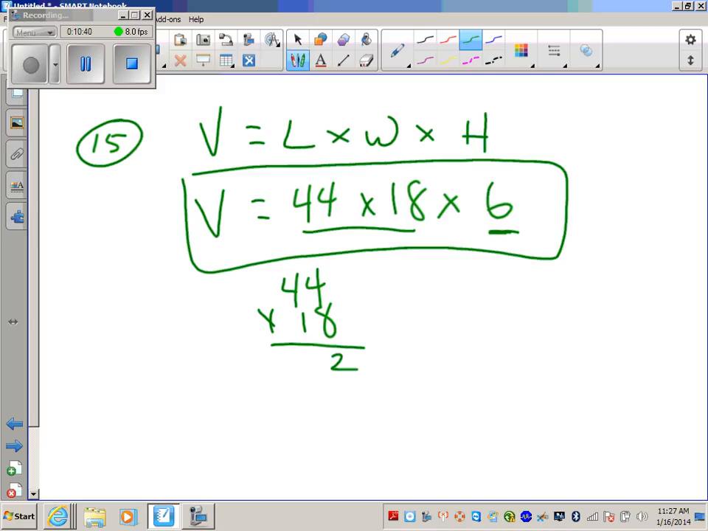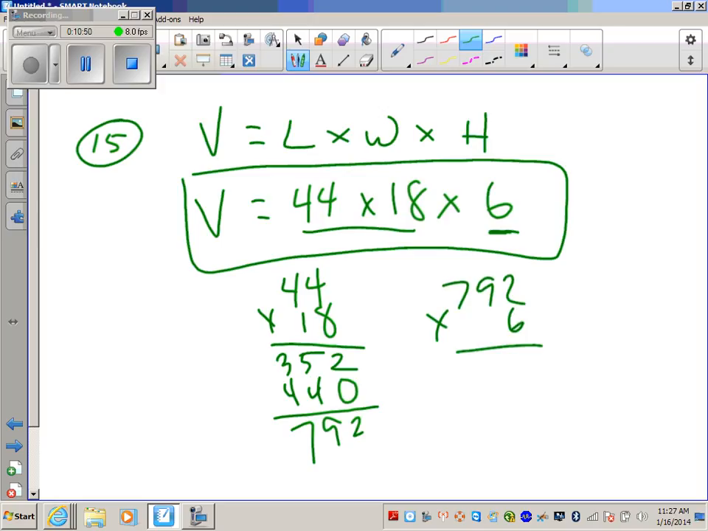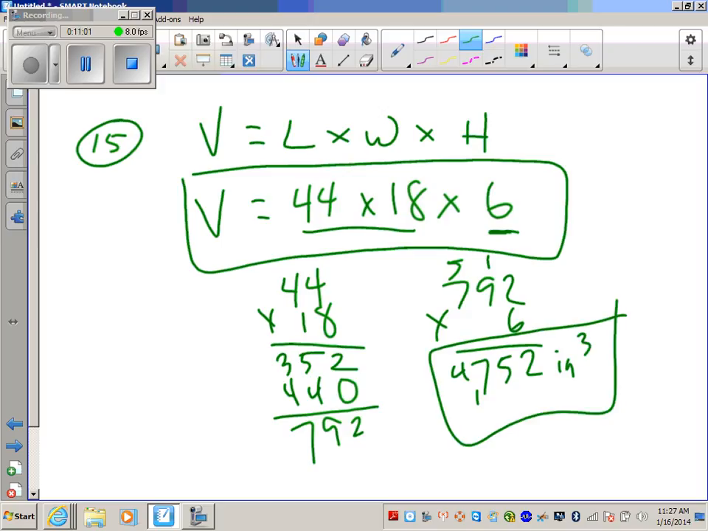So 32 and 35, 4, 4, 2, 9, 7. Now 792 times 6, 12, 55, 47, 4,752, and it was inches cubed because it's volume.